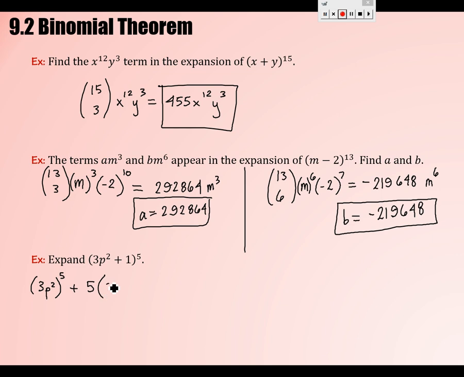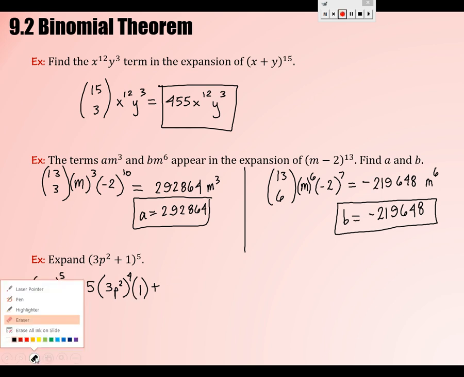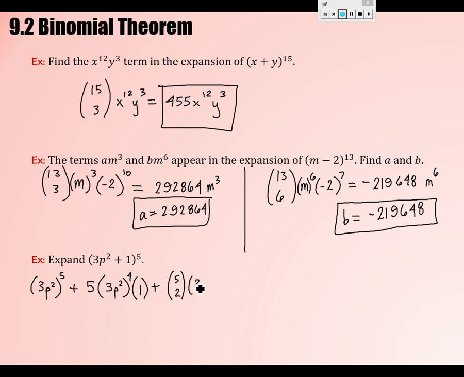5, yeah, just be careful as you resolve this, right? We have 5, what is this? Oops. 5 choose 2. 3p squared, the third, 1 to the 2nd.